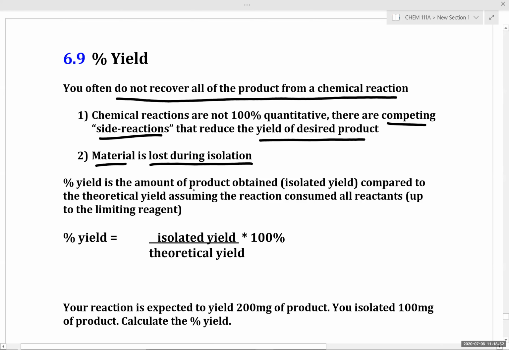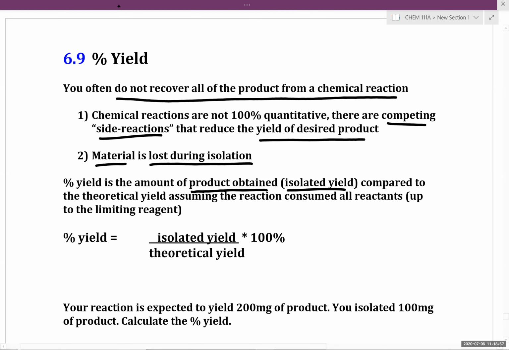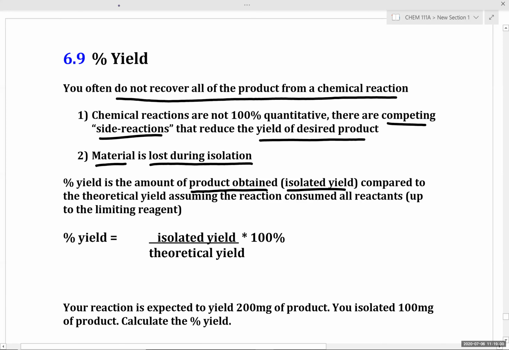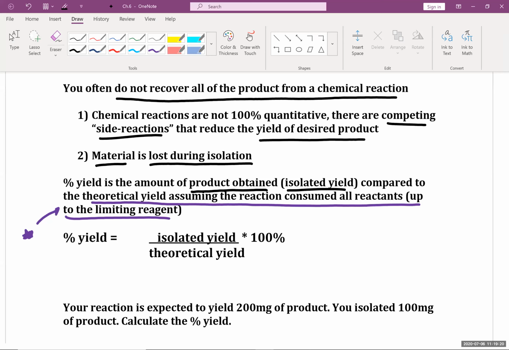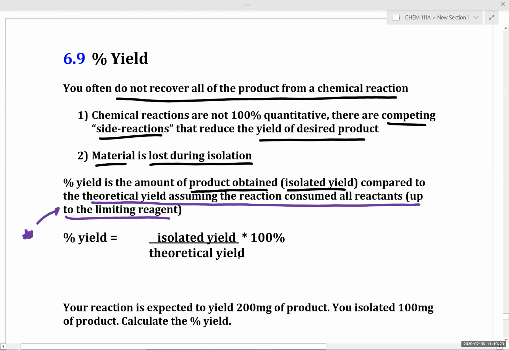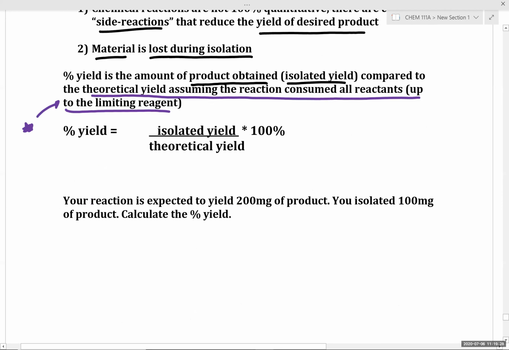Now, percent yield is the amount of product obtained, which we call the isolated yield, compared to the theoretical yield, assuming the reaction consumed all of the reactants up to the limiting reagent. So throughout this class, this theoretical yield is what we've been calculating all along. The isolated yield is how much you get in your hand at the end of the reaction. So percent yield is defined as isolated over theoretical yield times 100%. So let's look at an example.